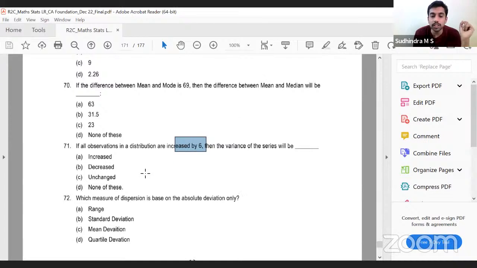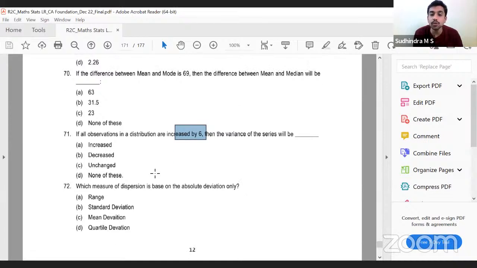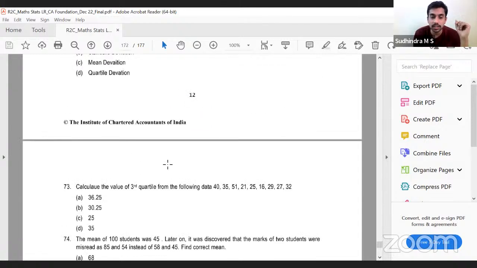Which measure of dispersion is based on absolute deviation only? Mean deviation. Yes, mean deviation is summation modulus of x minus a. So absolute deviation only, mean deviation.